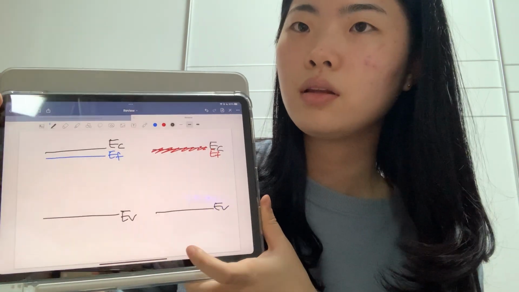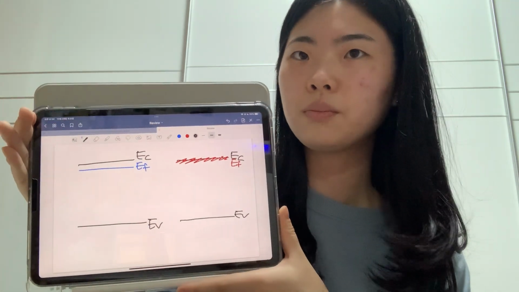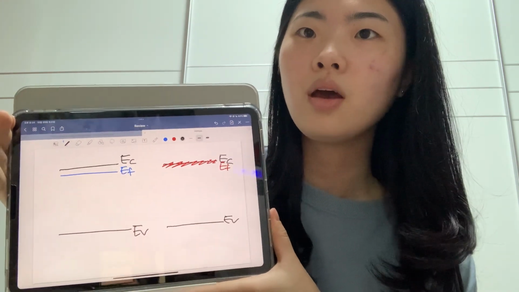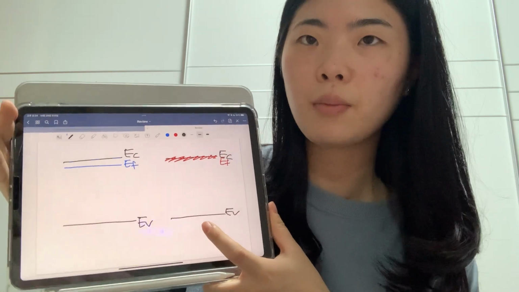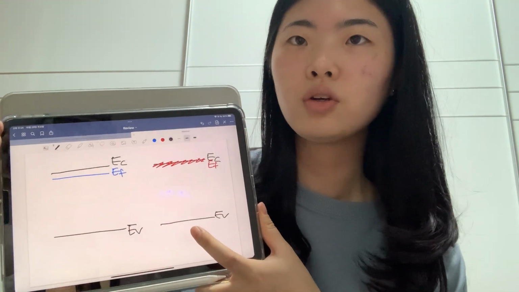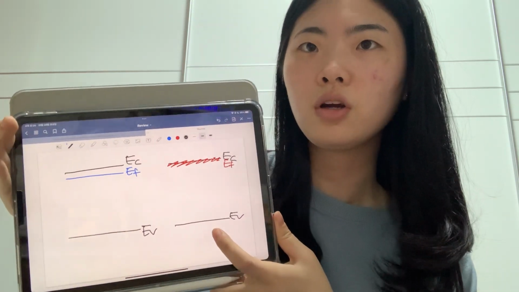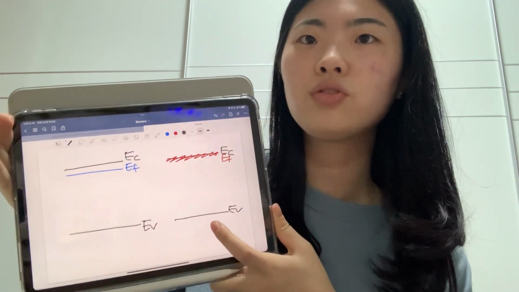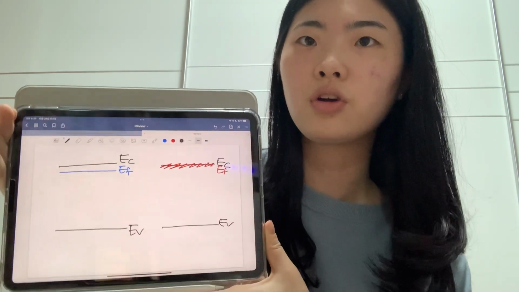So after changing to metal, this is not a semiconductor anymore. So if we dope a lot and change the semiconductor, we call this semiconductor a degenerate semiconductor. A degenerate semiconductor is a semiconductor that loses its original semiconductor characteristics.